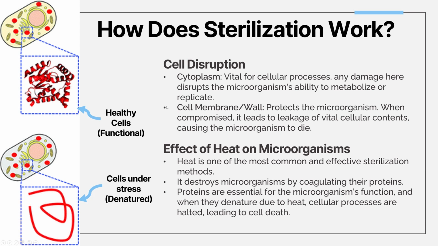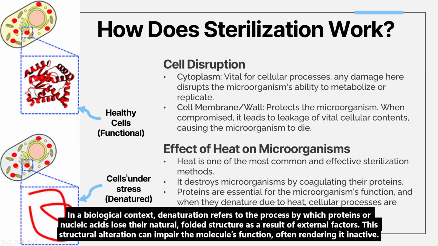So, how does sterilization work? Sterilization kills microorganisms by damaging important parts of the cell. If the cytoplasm is damaged, the microorganism can't function or reproduce. Damaging the cell membrane or wall causes the cell to leak and die because it loses protection. Heat is a common way to do this. It destroys microorganisms by denaturing their proteins. Since proteins control all cell functions, once they're damaged, the microorganism can't survive.